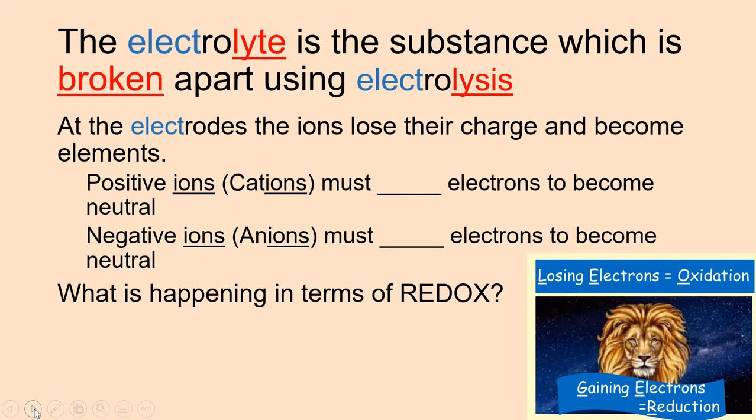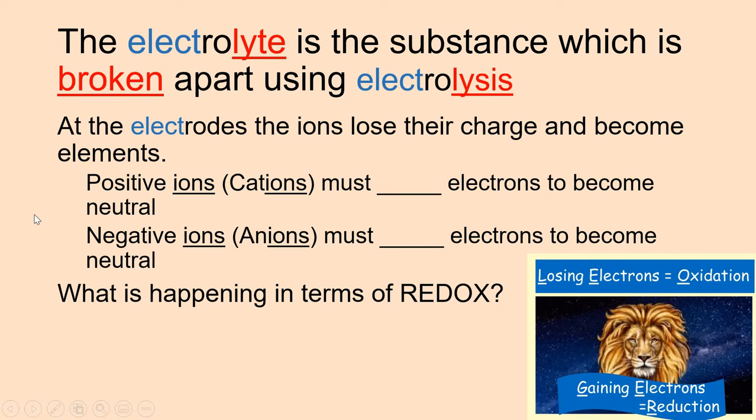So, the electrolyte is the substance which is broken apart using electrolysis. At the electrodes, the ions lose their charge and become elements. Positive ions gain electrons to become neutral, while negative ions lose electrons to become neutral. We can look at what is happening in terms of redox by remembering the acronym LEO-GR, where we said that losing electrons equals oxidation and gaining electrons equals reduction.